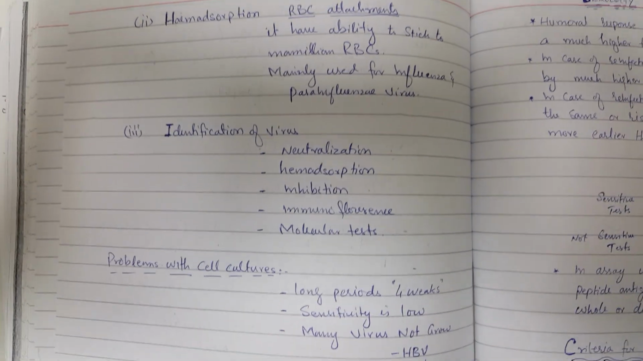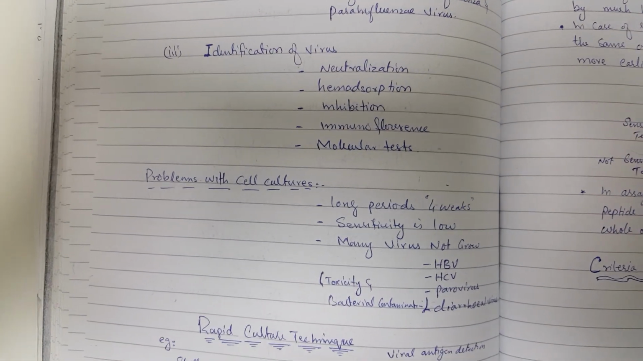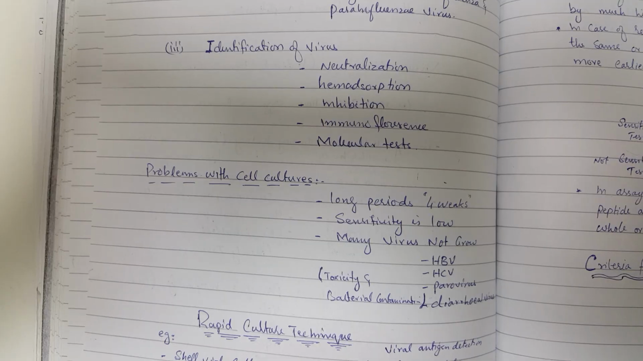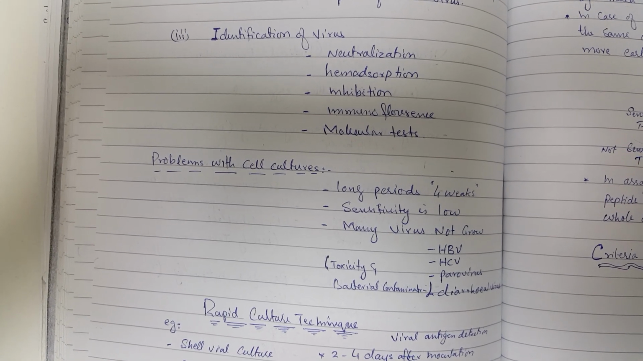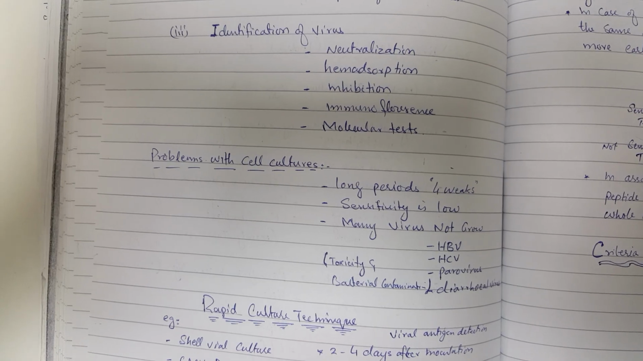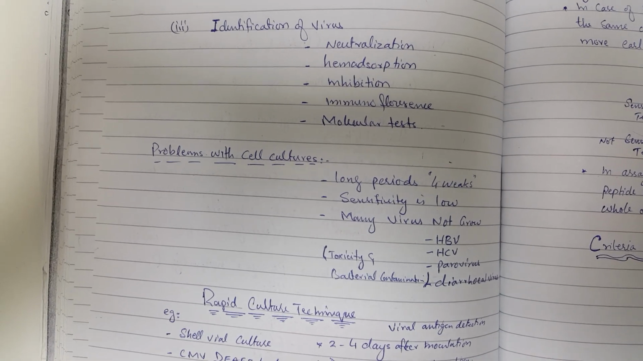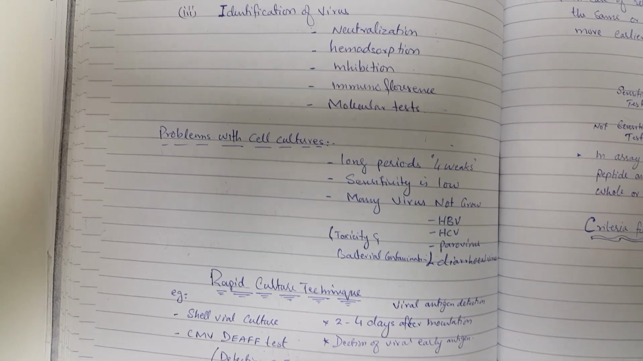The problem with cell culture is the long period it takes. The 4-week sensitivity is low. Many viruses do not grow, like hepatitis B, C, and parvoviruses. There are also toxicity and bacterial contamination. Some diarrheal viruses are also unable to grow on the artificial cell line.